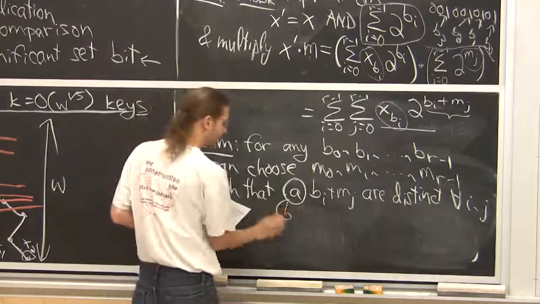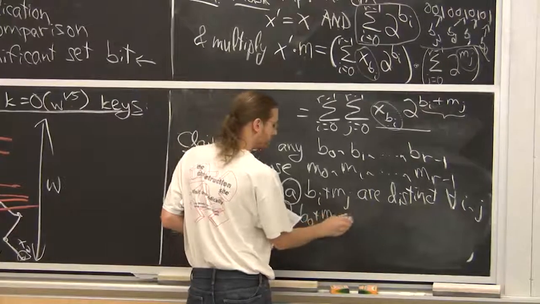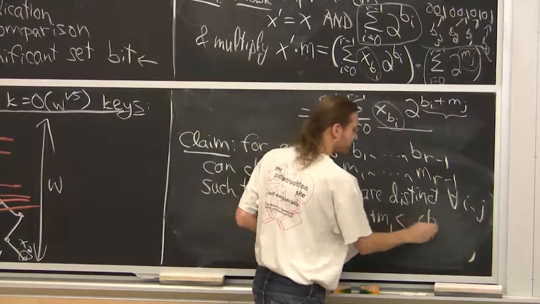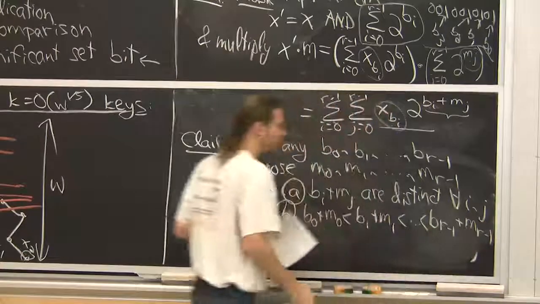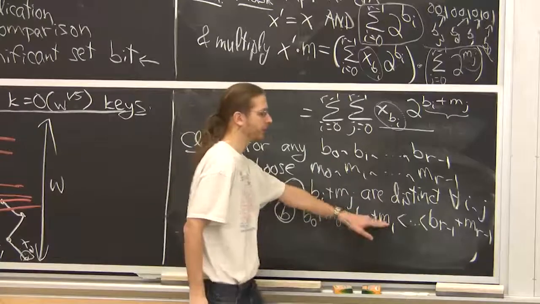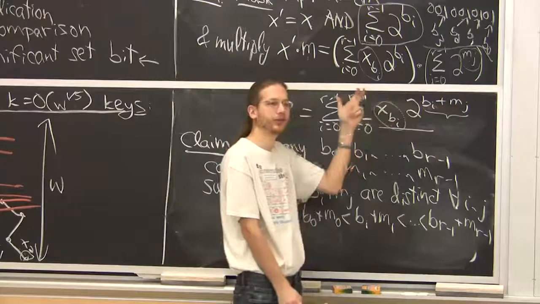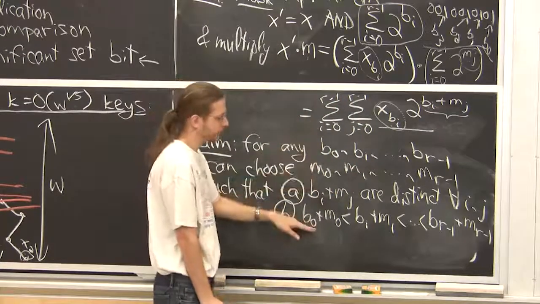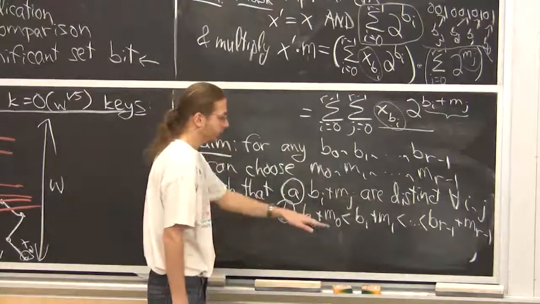Property B is that, it turns out the bits I'm going to end up caring about are b0 plus m0, b1 plus m1, and in general bi plus mi. In general, we have bi plus mj for different values of i and j. I claim the ones I care about are the ones where i and j are equal. So I'm going to look at these bits, and in particular, I want them to appear in order in the bit string.